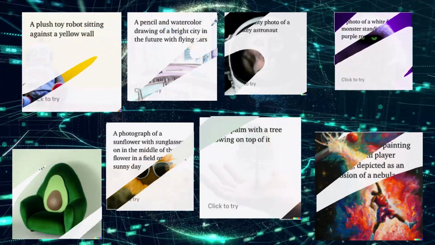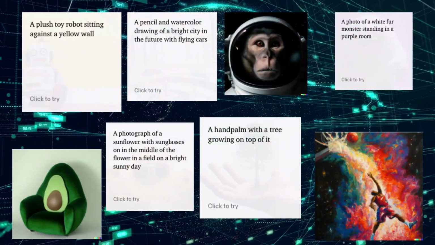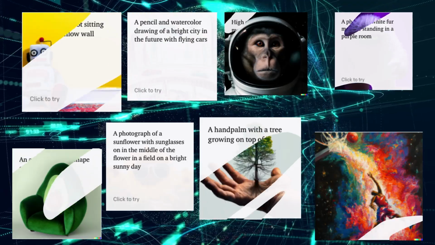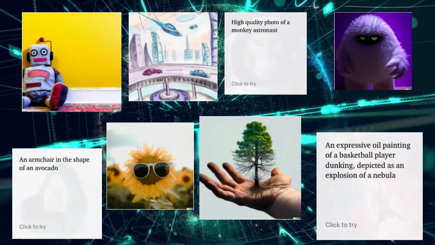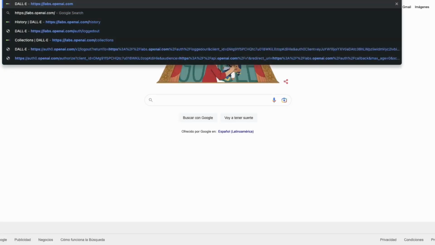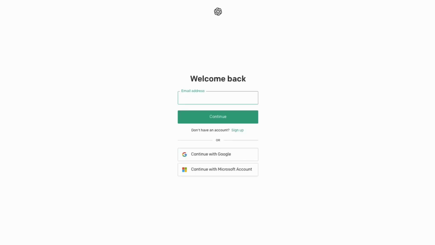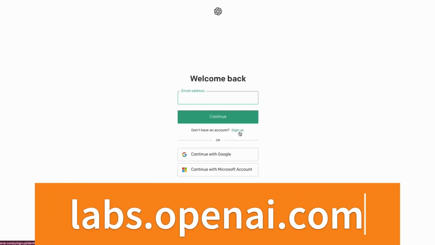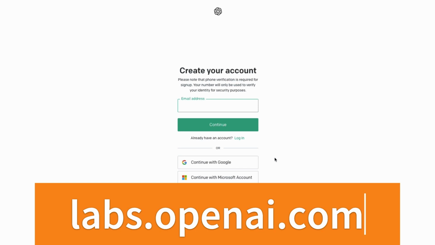DALL-E is not an application that you can download and use on your computer. It is an artificial intelligence model that runs in the cloud. To access it, you will need to go to the website, labs.openai.com, and register a new account. You will be asked for your cell phone number.